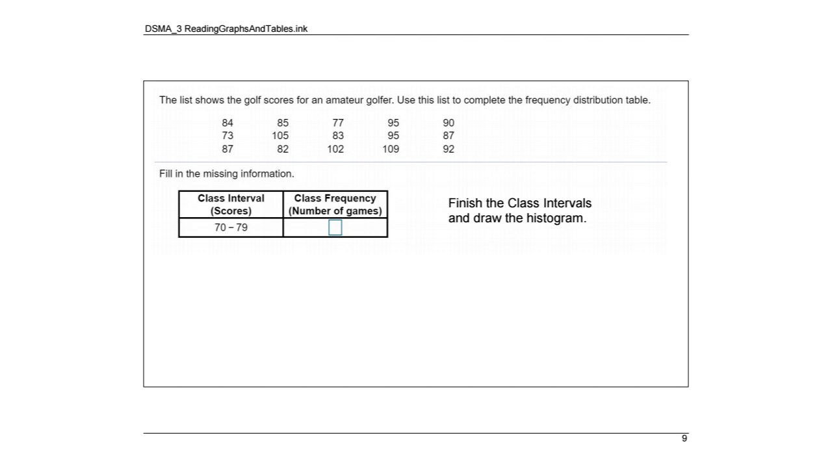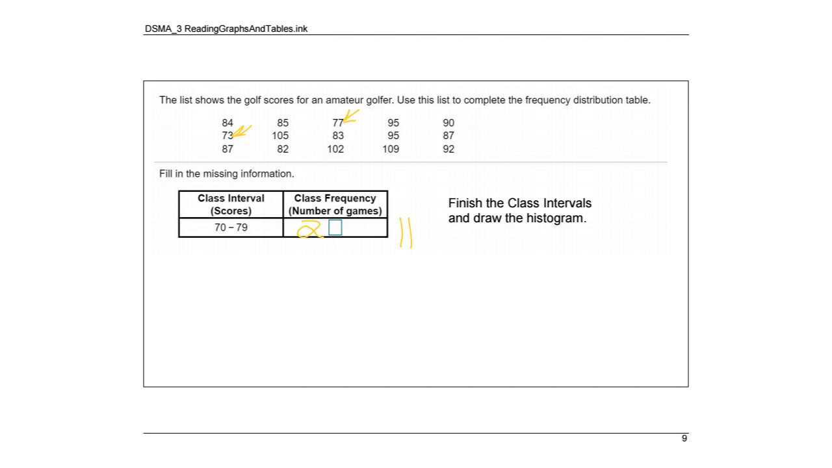The first interval, we want all of the scores that are between 70 and 79 inclusive. So we're including 70, we're including 79. So let's see what we have. Let me use the yellow. So we have 77 right here, so that's one tick mark. We have 73 right here, that's a second tick mark. That looks like all of the 70s. So for 70 to 79, we only have two scores that are between 70 and 79, including 70 and 79.